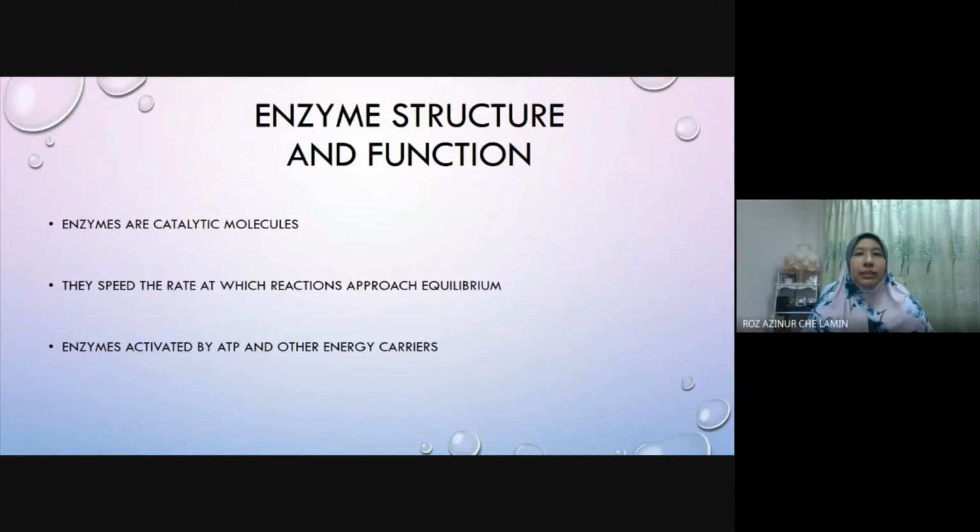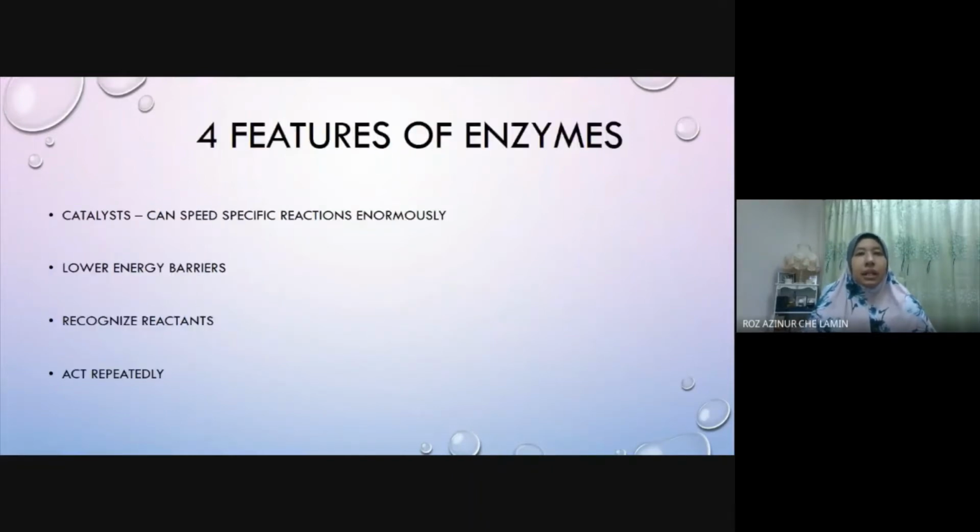Now we move to the enzyme structure and function. Enzymes are catalytic molecules. They speed up the rate at which reactions approach equilibrium. Enzymes are activated by ATP and other energy carriers. There are four features of enzyme, which is a catalyst, which can speed a specific reaction enormously. It also can help lower the energy barrier. It also specifically recognizes the reactant and it can act repeatedly.